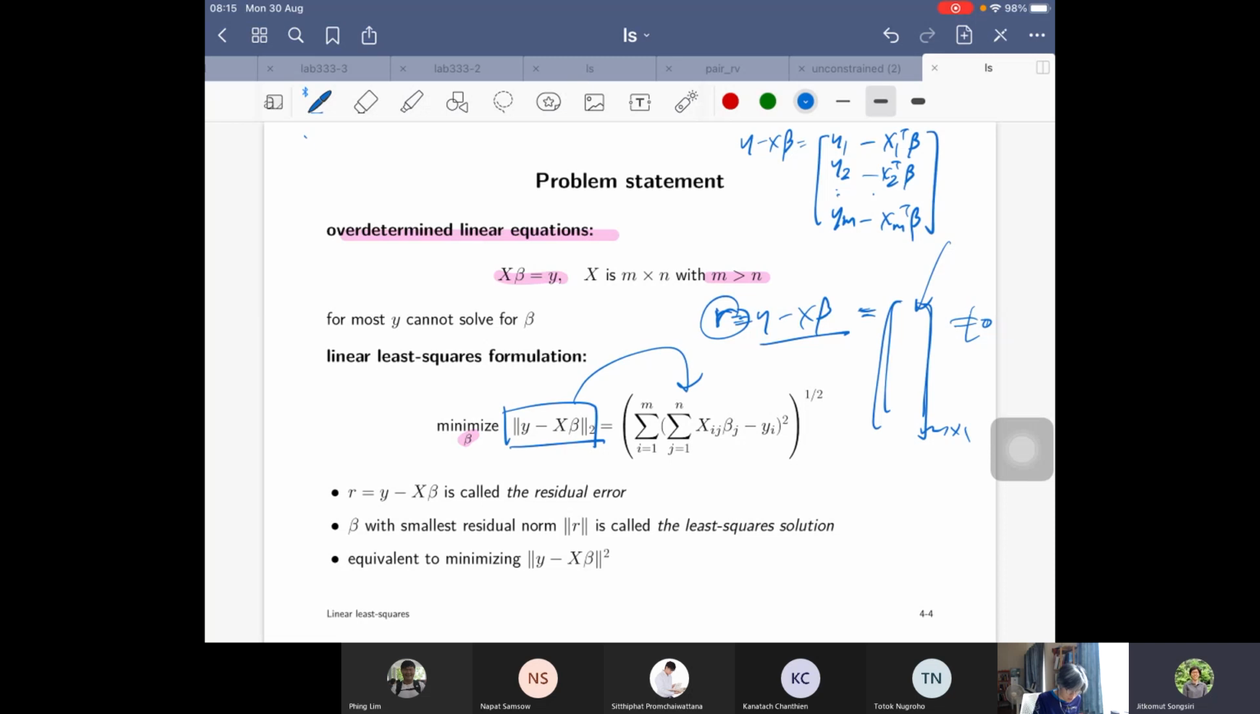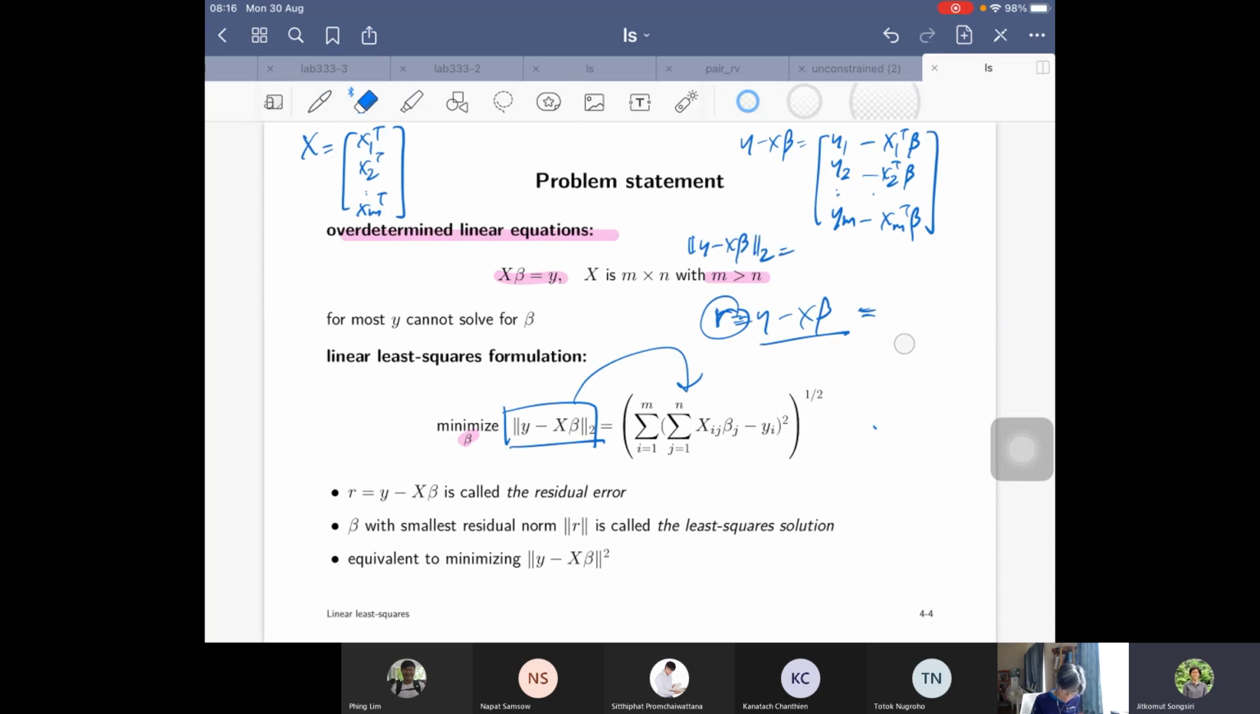My X, the regressor matrix, can be partitioned into rows. So the two norm is going to be the square root of the sum over i from 1 to m of (yi minus xi transpose beta) squared.